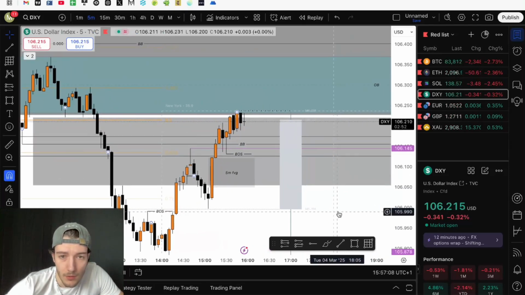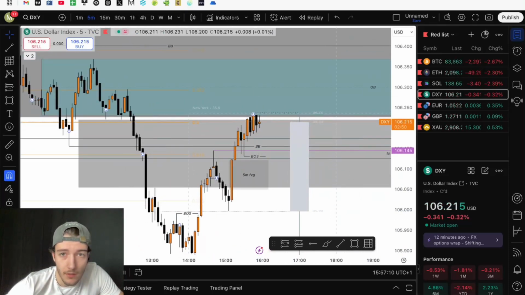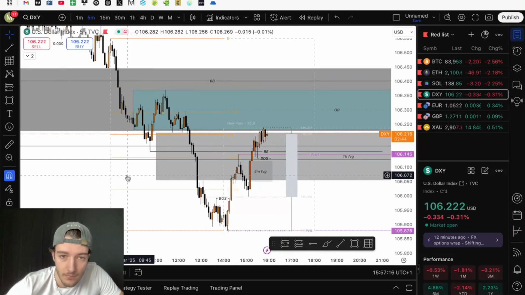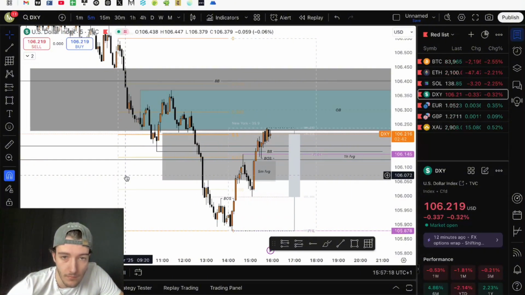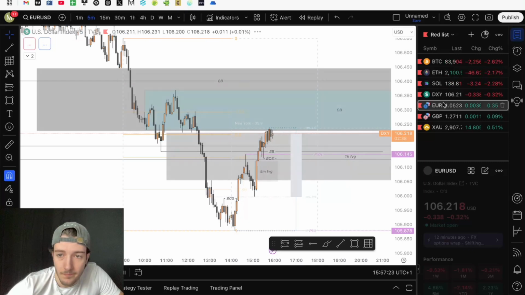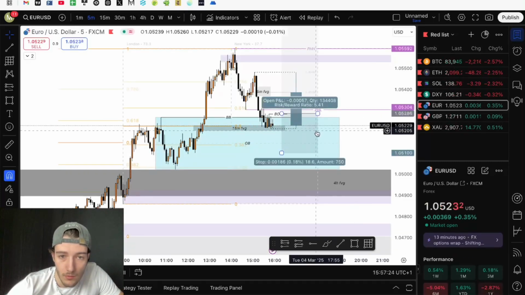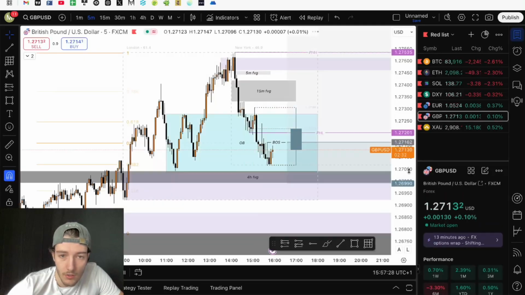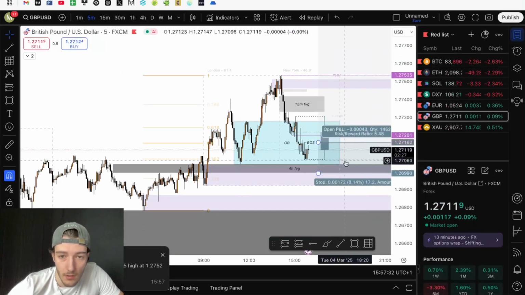Let's see what happens once the candle closes, the 1 hour candle. Hopefully at 4 p.m. we won't see like a big spike to the upside. We are at discount now. Euro also is in discount. GU also is deep in discount now.